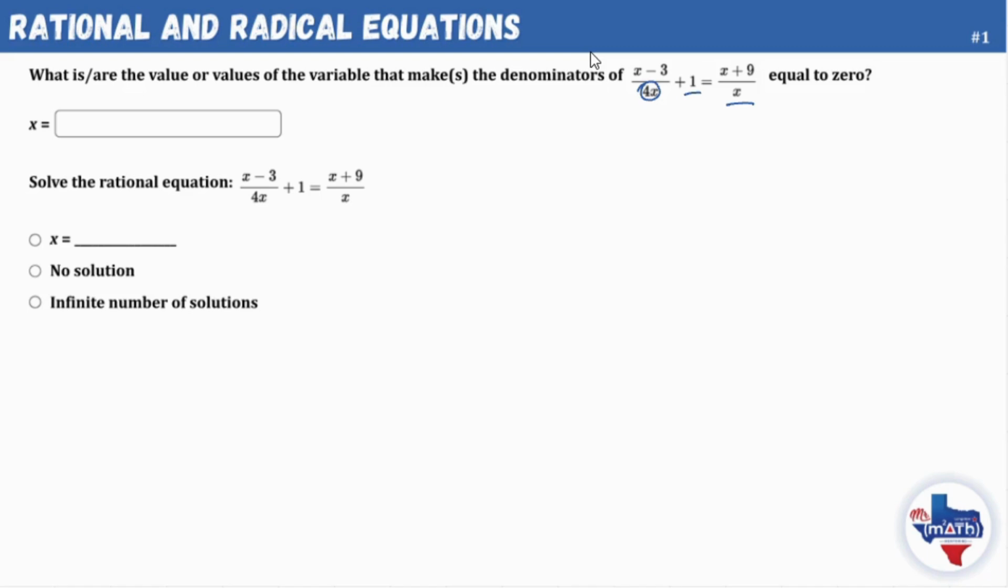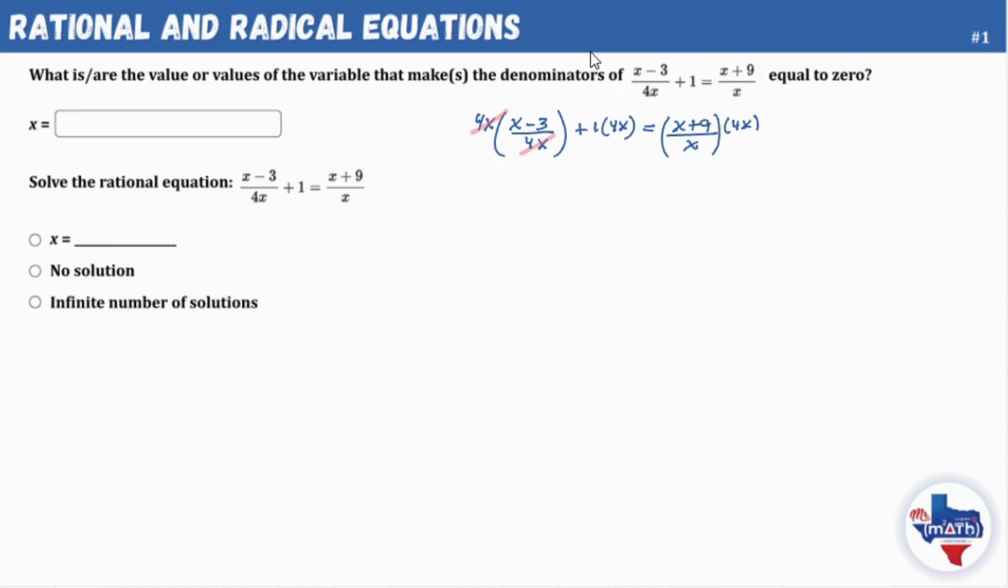So let's do that. So we'll have 4x times (x minus 3) over 4x plus 1 times 4x equals (x plus 9) over x times 4x. Okay, the question here is why did we do that? The reason behind is that when we perform this multiplication, we're going to eliminate all the denominators. So let's take a look at this.